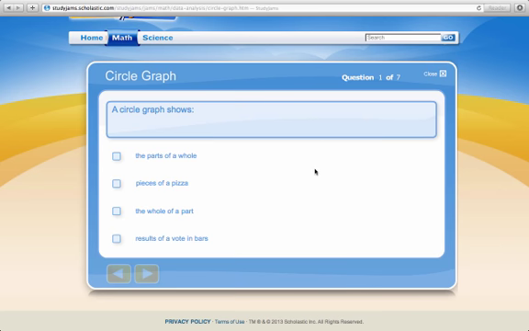A circle graph shows the parts of a whole, pieces of a pizza, the whole of a part, results of a vote in bars. What are the parts of a circle graph called? Segments, slices, fractions, sectors.